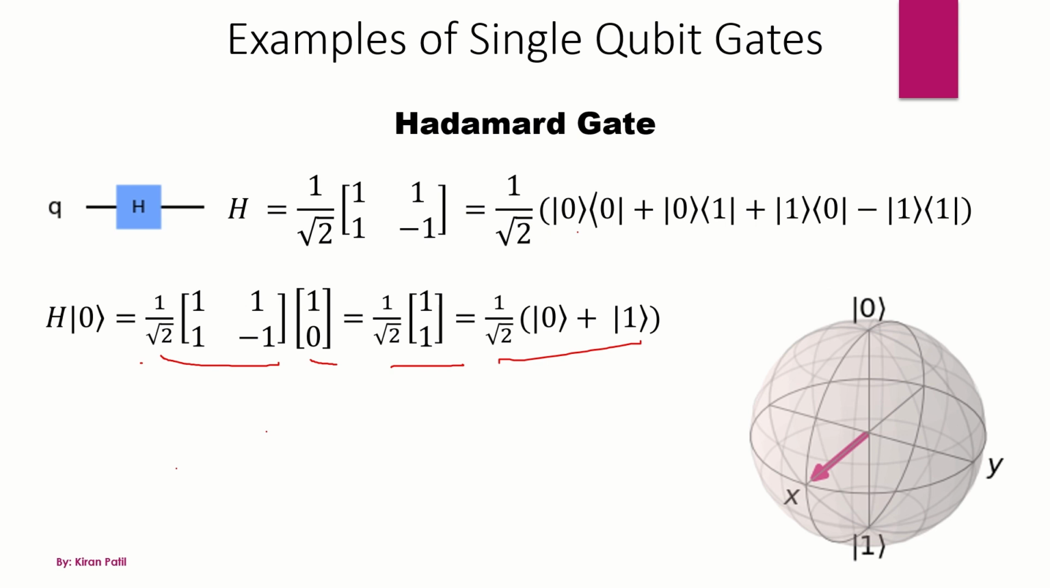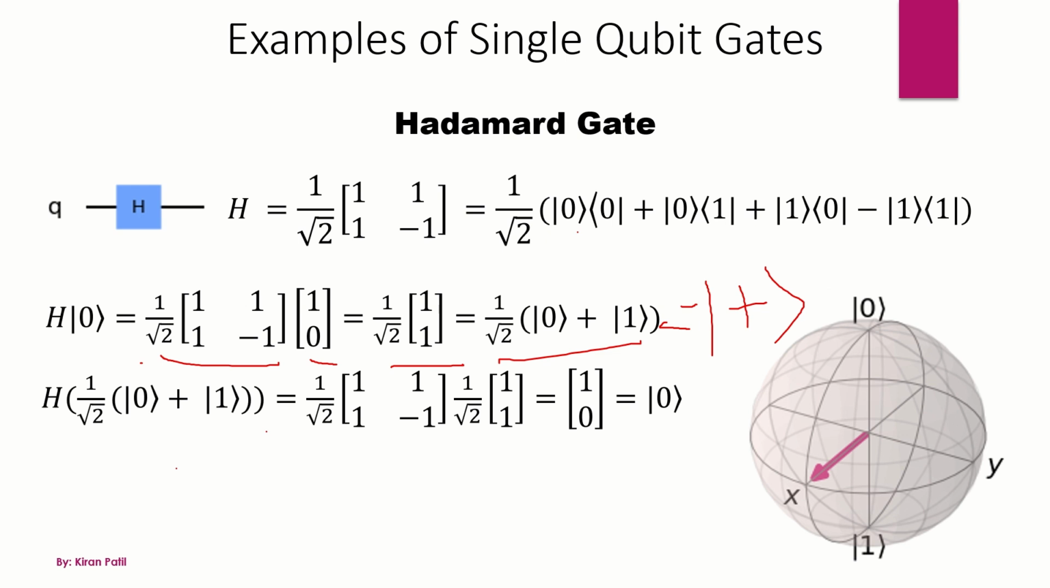Have you seen this equation before? Yes, we have seen. What is this equation? It is the equation for the state |+>. As you can see on a Bloch sphere, it lies on the x-axis.